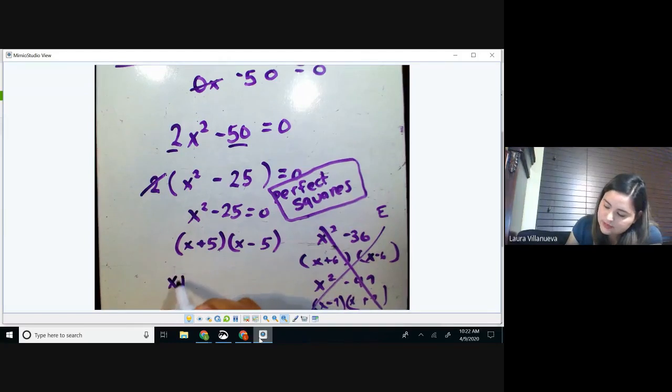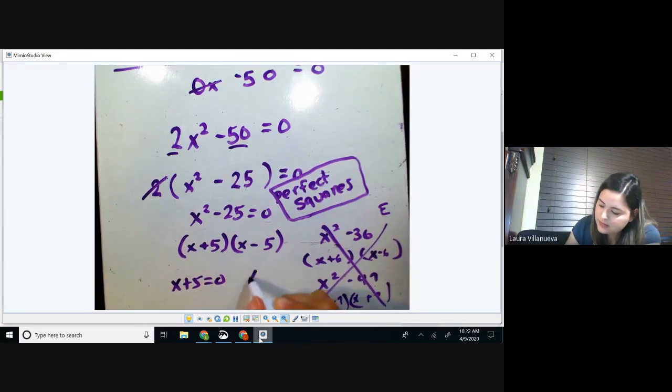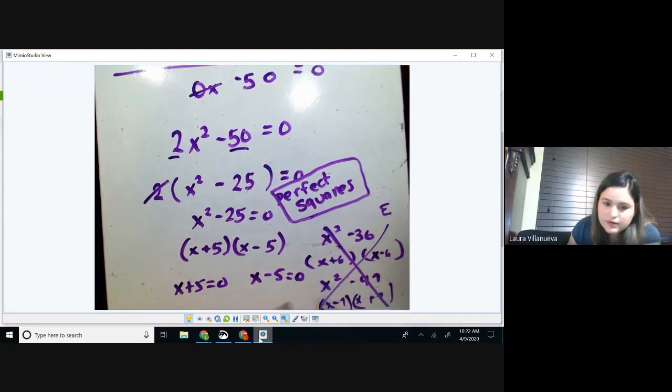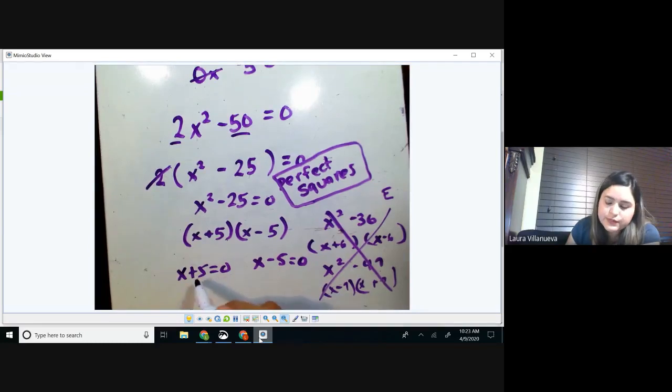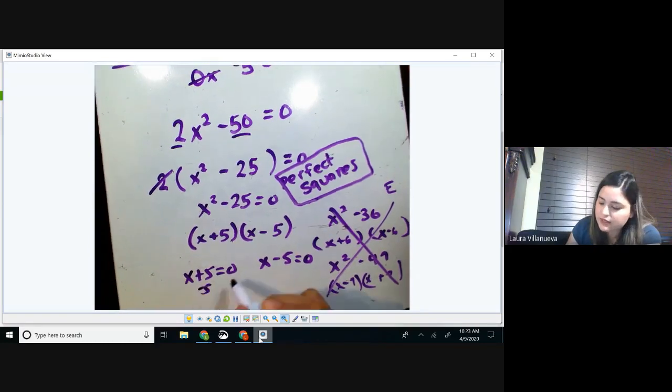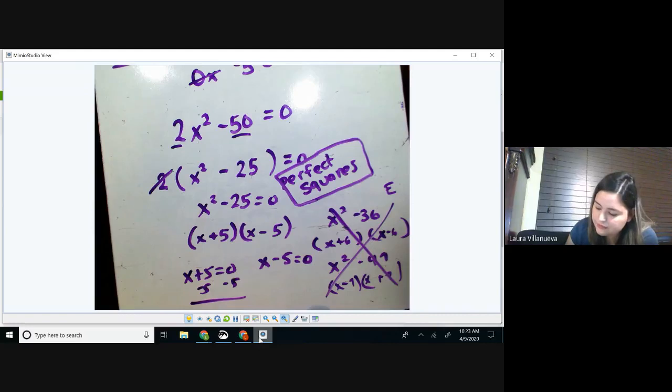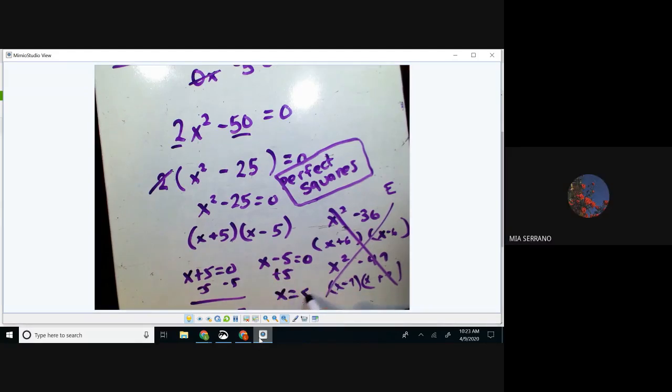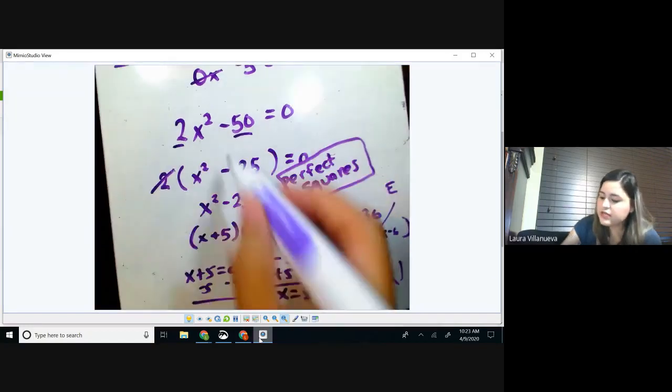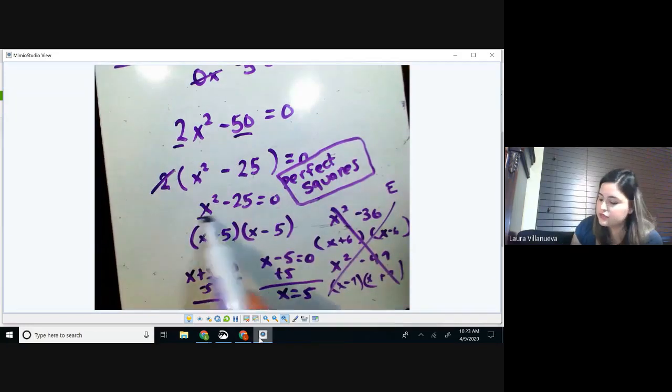Y luego x más 5 igual a 0, x menos 5 igual a 0. Acuérdate que nada más es lo opuesto, negative, negative. So really it's just negative 5, and this one's positive 5. But you should already know this, guys. It shouldn't take you this much. As soon as you see this, you can say, oh, 5 and negative 5.